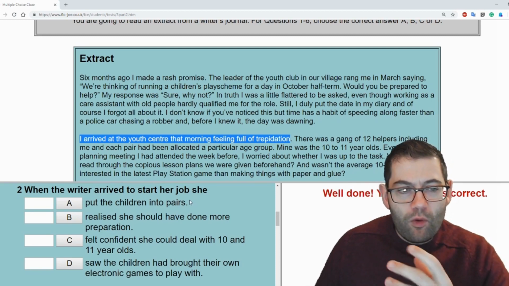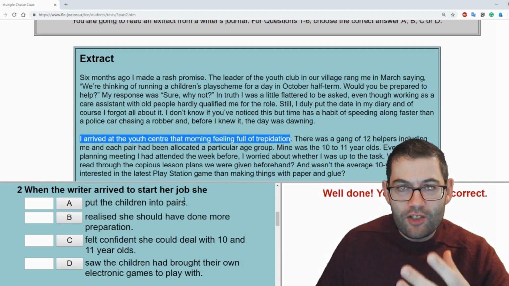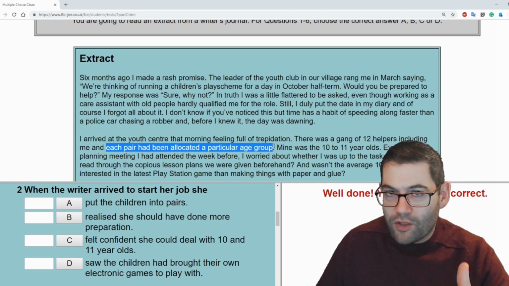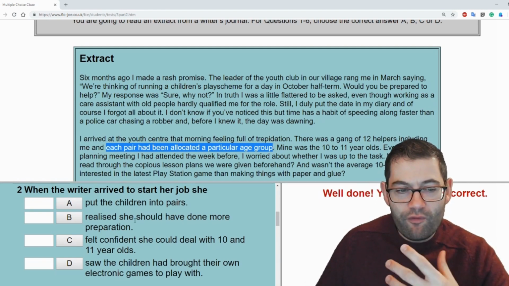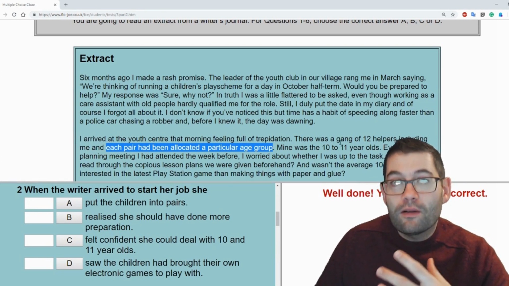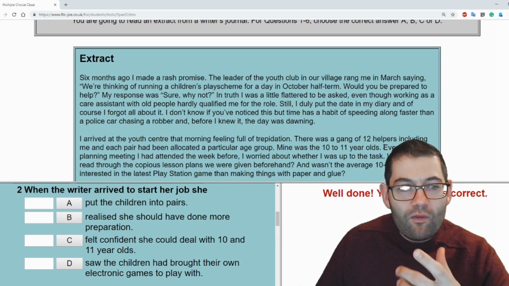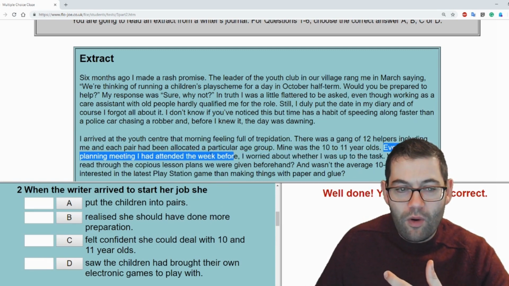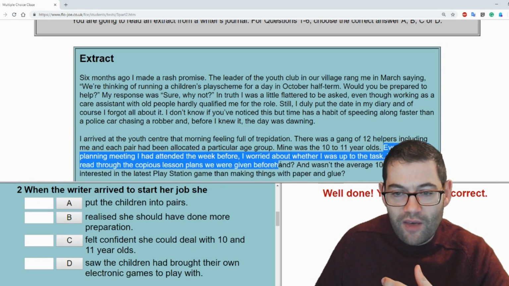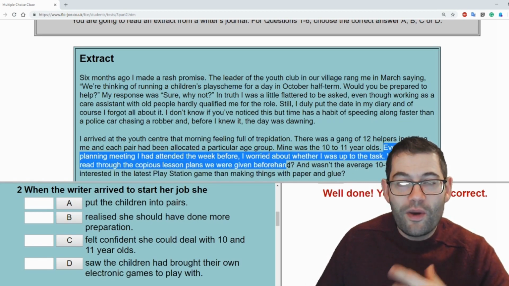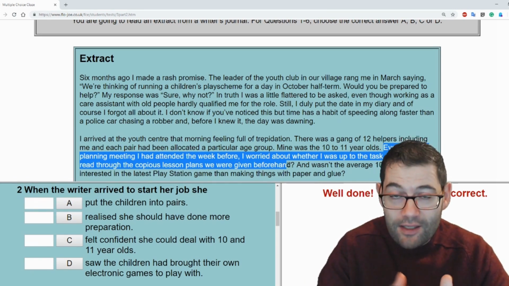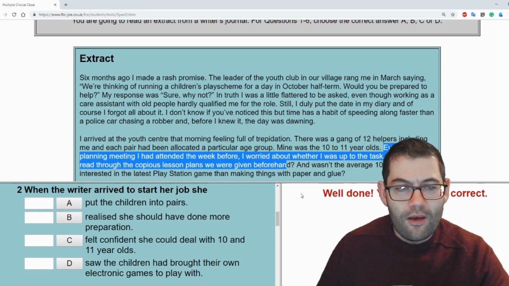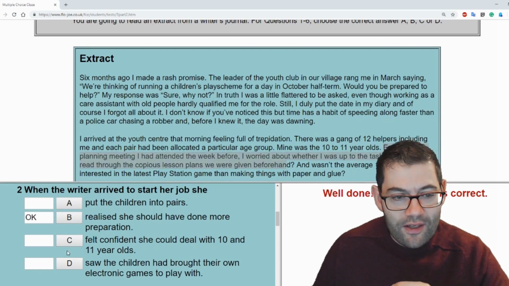But what's the answer? What does she do? Did she put the children into pairs? No, because each pair had been allocated a particular age group. So the children had already been put into pairs. Did she realise that she could have done more preparation? Well, we get the idea of that because it says, even with the planning meeting I had attended the week before, I was worried about whether I was up to the task. Why hadn't I read through the copious lesson plans we were given beforehand? Etc., etc. So here she's questioning her readiness, her ability to deal with the job. In other words, she feels she could have done more preparation, which is why the answer is B. But let's just have a look at the other answers as well.